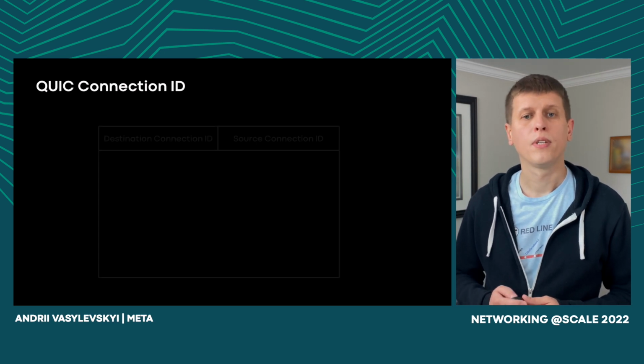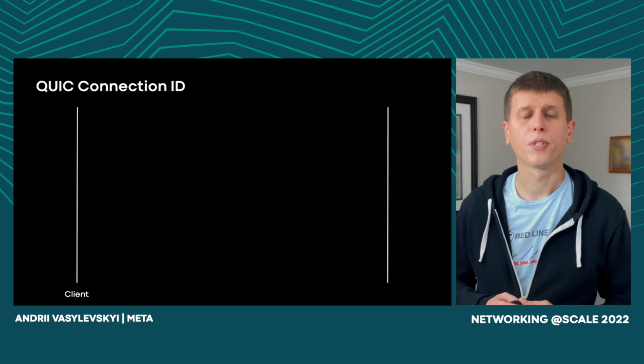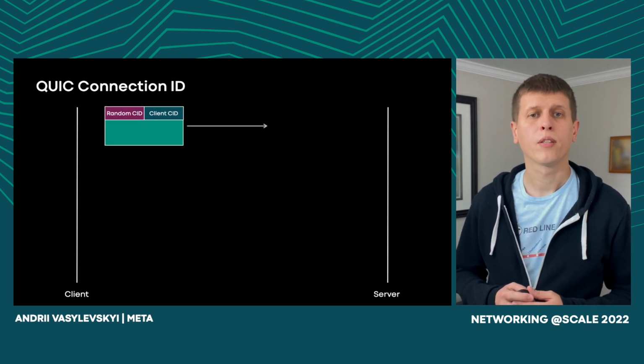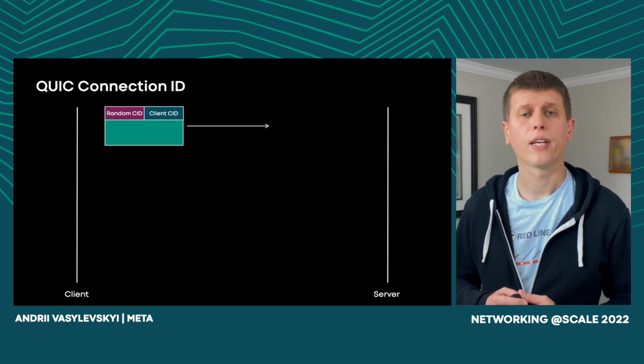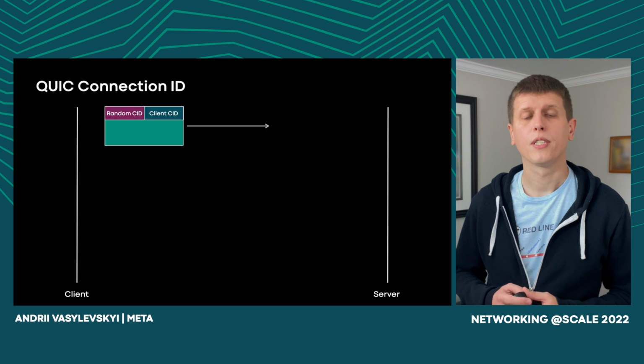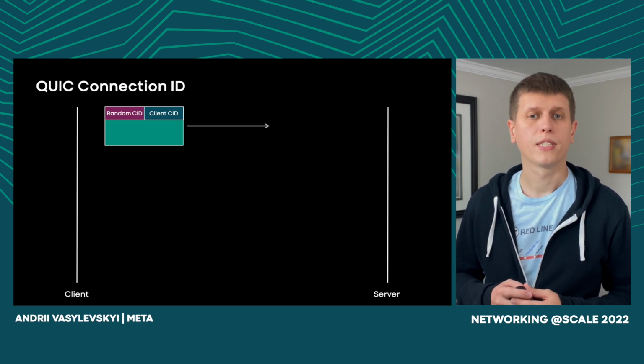Let's take a look at how QUIC client and QUIC server exchange the connection IDs. So the QUIC client starts the connection with the initial packet. It picks a connection ID value for itself, and also picks a random connection ID for the destination for the server.